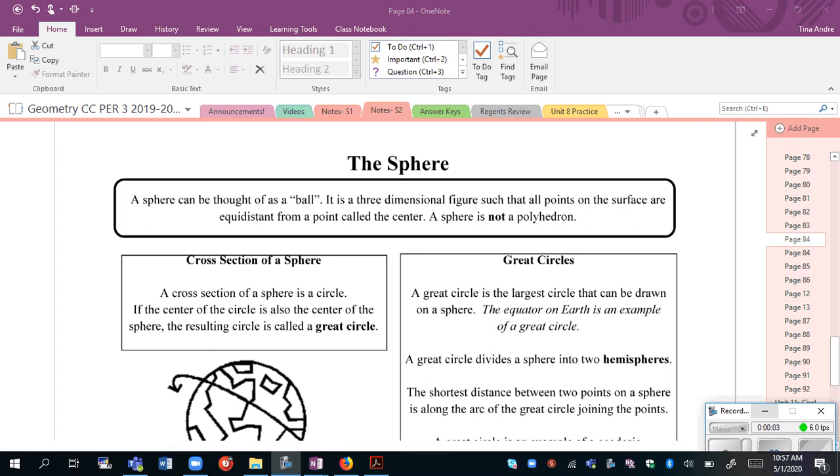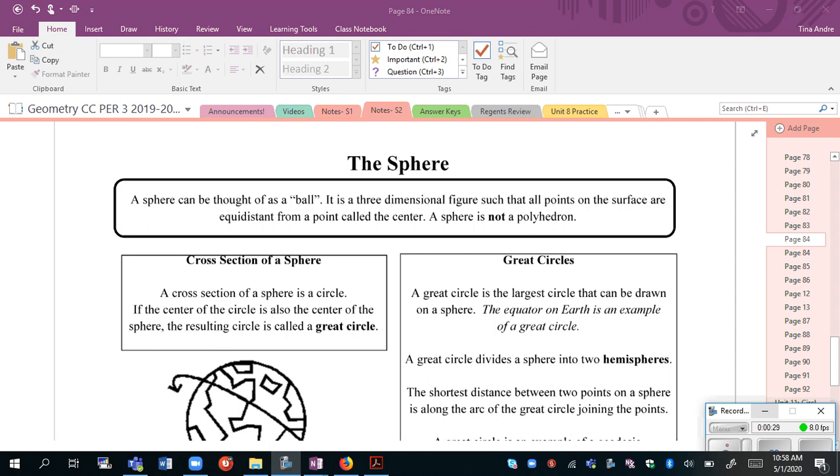In this video, we're going to learn about the sphere. Before we get started on finding the volume of a sphere, there are a couple of definitions and vocab that we need to talk about. First of all, a sphere is like a ball. It's a three-dimensional figure such that all points on the surface are equidistant from the center point. It is not a polyhedron because it has no straight edges or polygons.